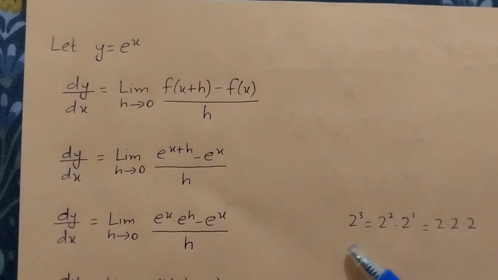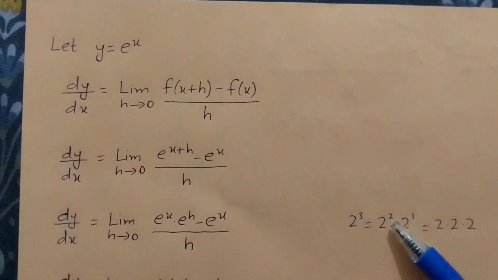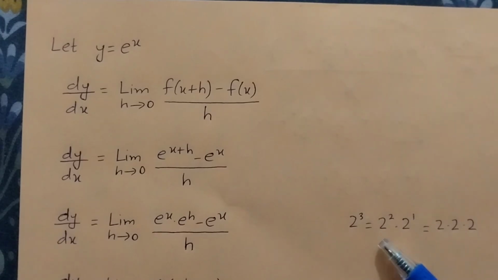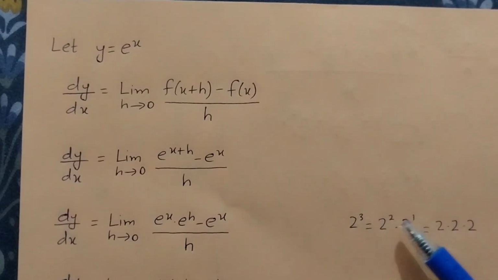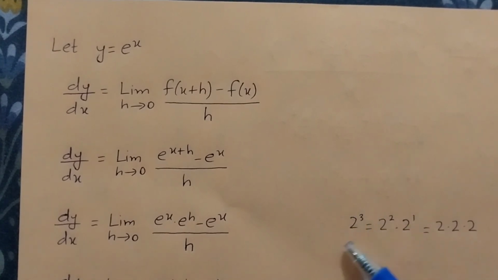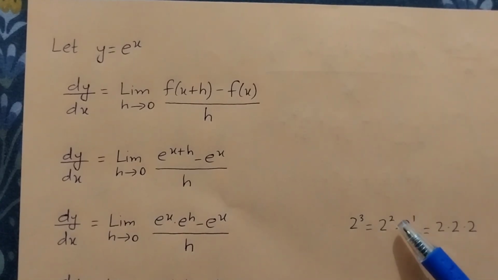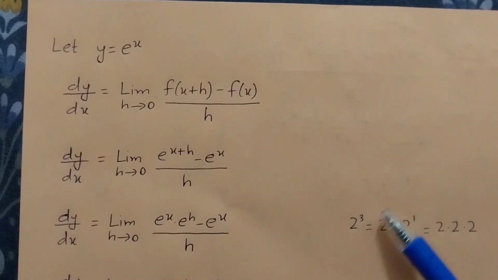Because if we take an example, we can write 2 raised to power 3 as 2 squared into 2 raised to power 1. So the base remains same, and the power can be broken into two parts. So 3 is basically the sum of these two parts, 2 and 1. So you can write this in this form: same base, different powers, and those powers add to give you this power and their product.